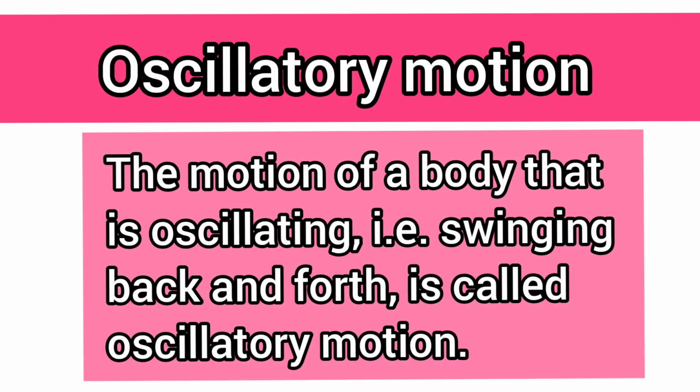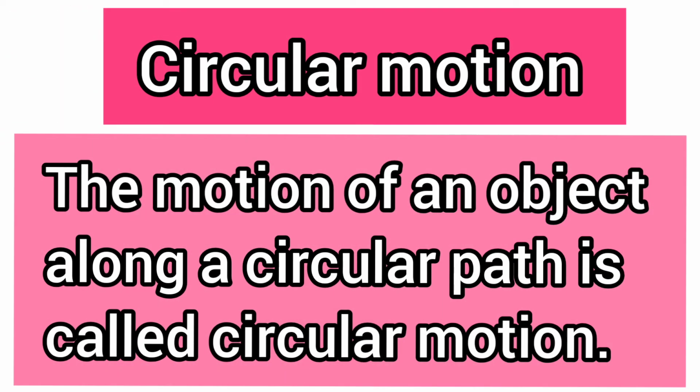Students, now let us know exactly what is oscillatory motion. The motion of a body that is oscillating, swinging back and forth is called as oscillatory motion. Students, now let us see one more type of motion, that is circular motion. Means what? The motion of an object along a circular path is called as circular motion.